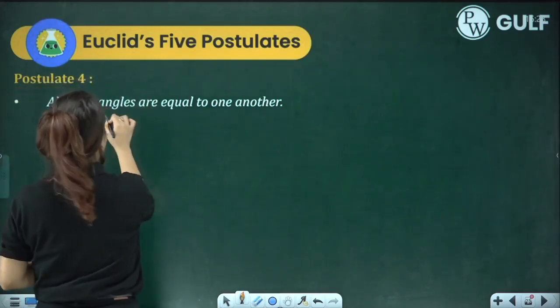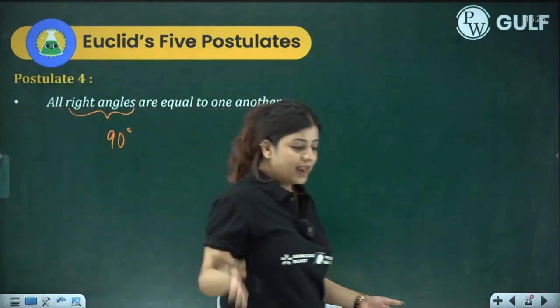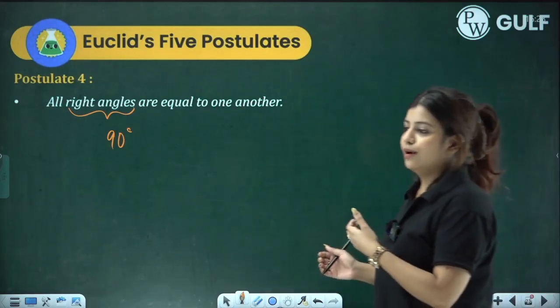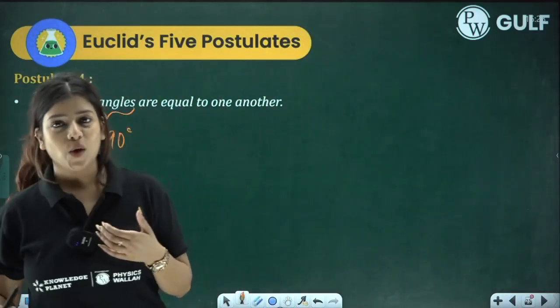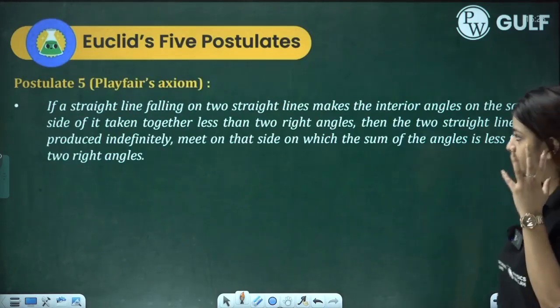So what it says, all right angles, that is 90 degree. A 90 degree is always equivalent to 90 degree, and that's how we are going to do it. I hope this thing is clear with everyone. Let's move forward to the next.